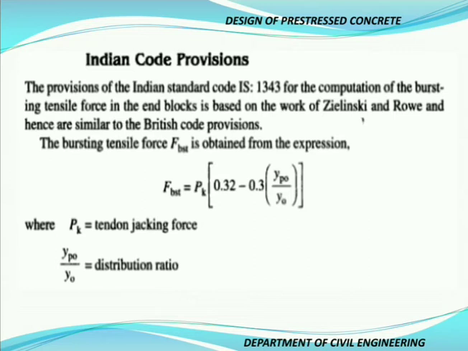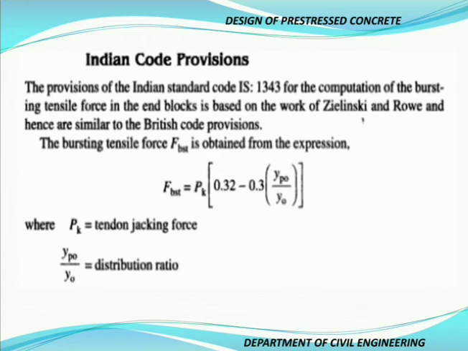It is based on the Hellesland and Rowe method and is similar to the British code provisions. It is given by the formula F_bst equals Pk into bracket 0.32 minus 0.3 times yp naught upon y naught. Here Pk is the jacking force and yp naught upon y naught is the distribution ratio. As of now, just note down this formula. Once we start with the examples and use the formula, you will understand its correct application.